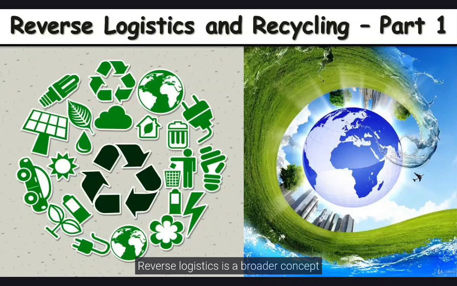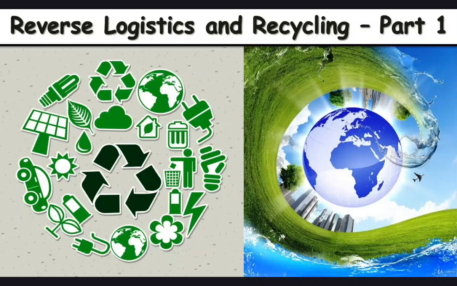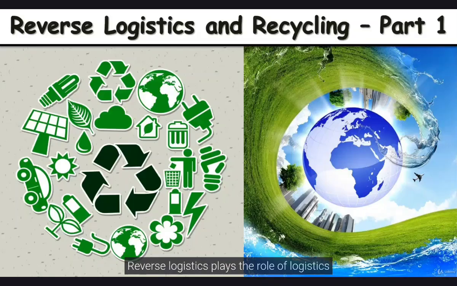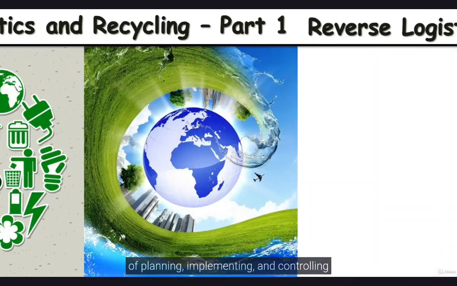Reverse logistics is a broader concept for overall supply chain optimization, which aims to support closed-loop supply chains by affecting activities like product design, supply chain design, and product recovery. Reverse logistics plays the role of logistics in product returns, source reduction, reuse of materials, material substitution, waste disposal, recycling, refurbishing, repair, and remanufacturing.